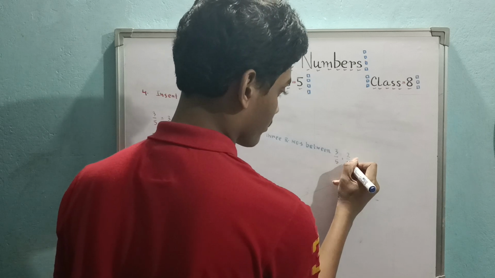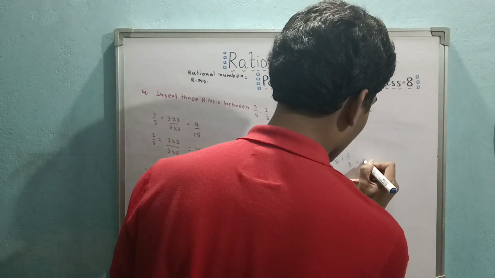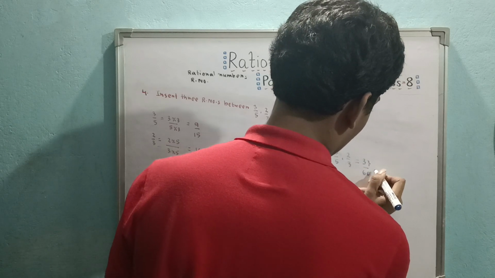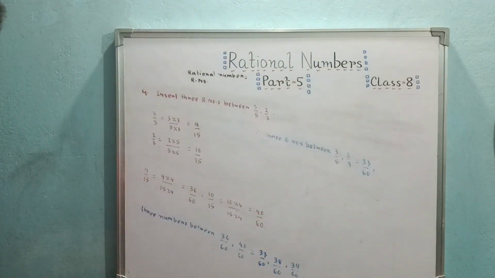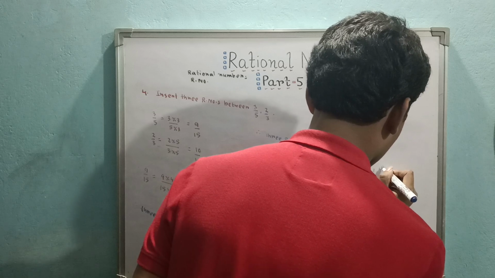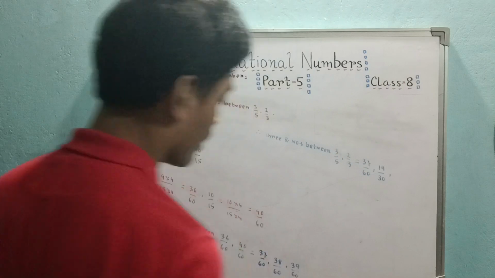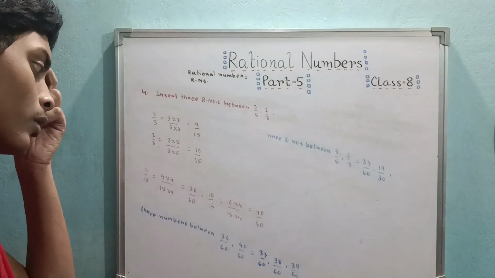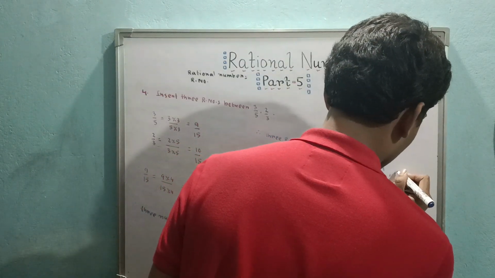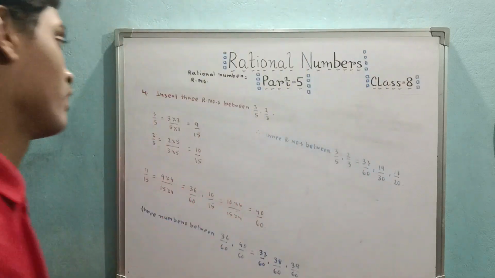What are they? One we got 37 by 60, it can't be simplified. 38 by 60. So you can divide by 2 the numerator and denominator, you will get 19 by 30. And then 39 by 60, can divide the denominator and numerator by 3. You will get 13 by 20. And that's the answer of this question.